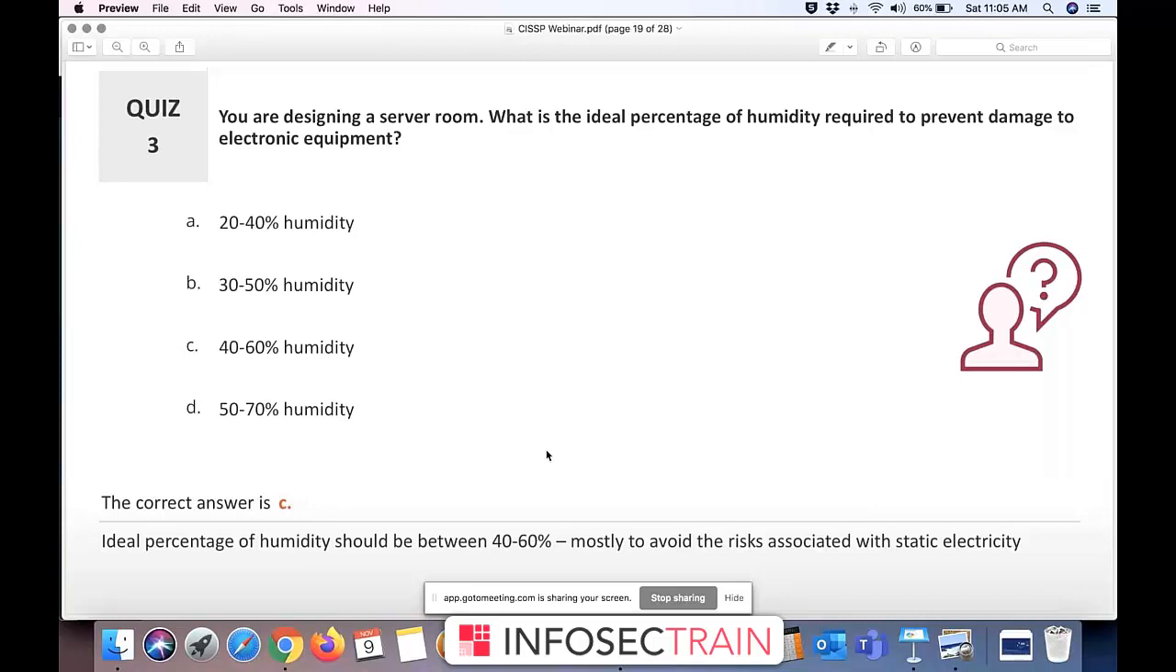So, for example, here 40 to 60%. Why? Because if the humidity is too high, then there is corrosion. If it's too low, then there is static electricity. So you need to understand those things. If you don't know this, that's fine. That's something which we'll study.